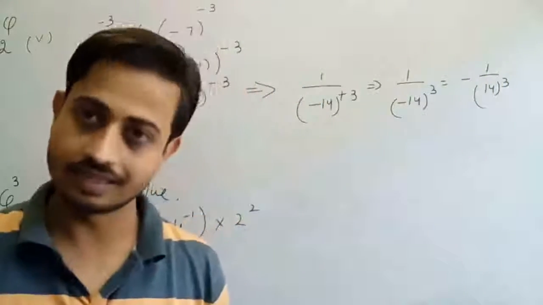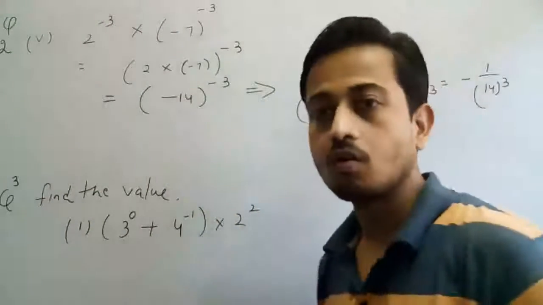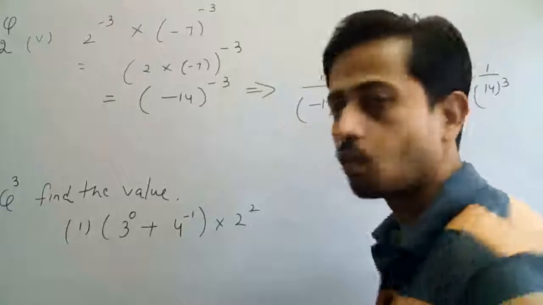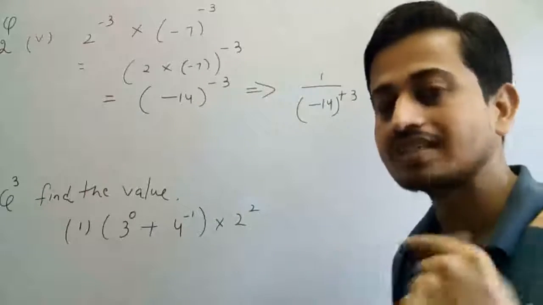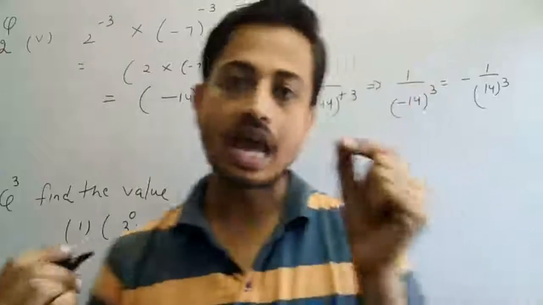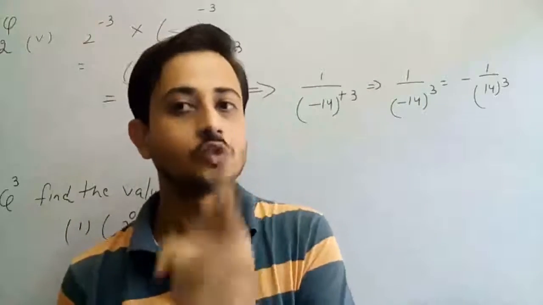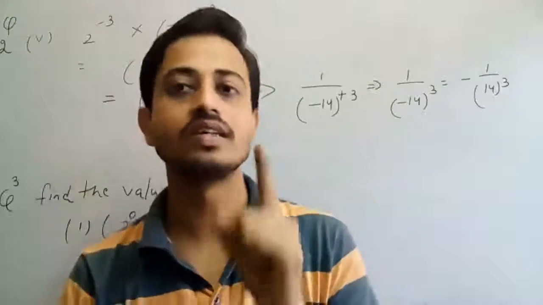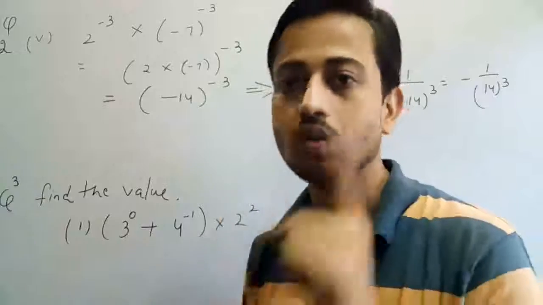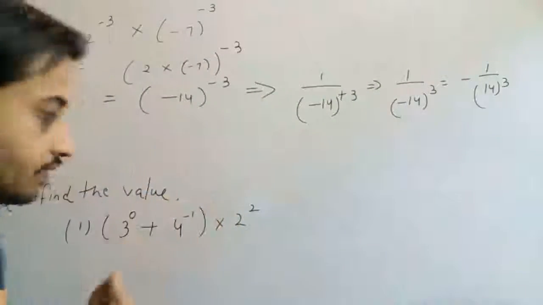This is the answer. Now look at the question number 3. Find out the value. Part 1. 3 raised to the power 0. Again, you know what's the rule. If you have any exponent that has a power 0, it should be 1. Whatever the exponent, if the power is 0, it means it is equal to 1. So 3 raised to the power 0 is 1.